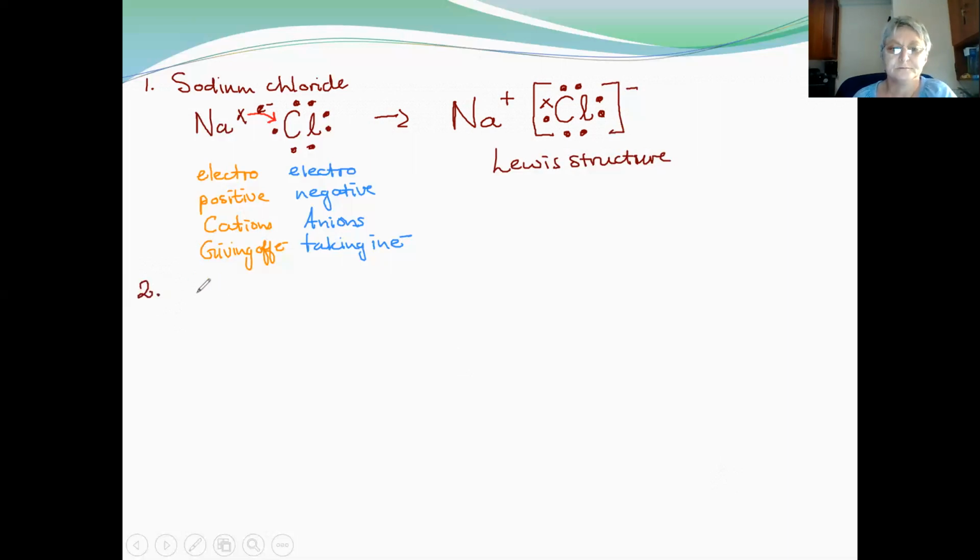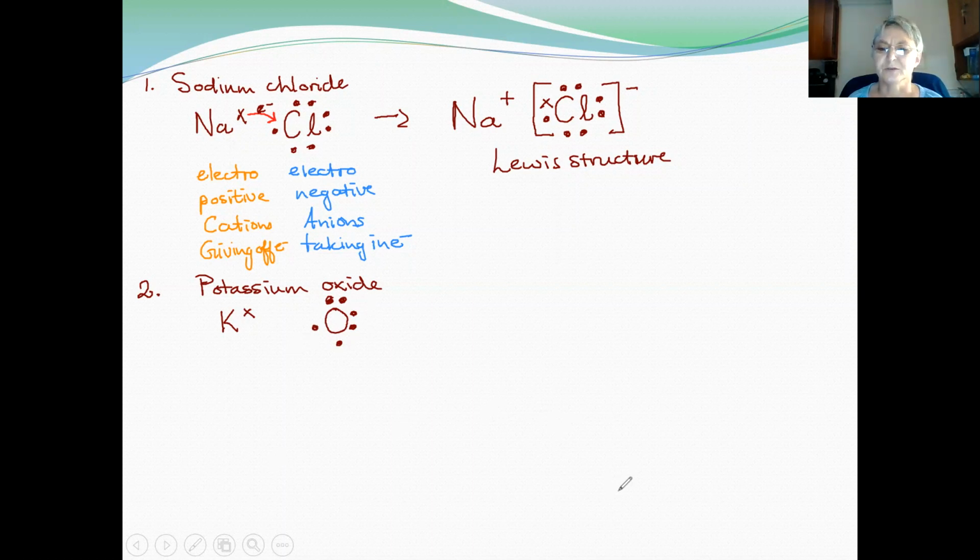What about potassium oxide? Now, potassium is also an element in group 1, so it's got 1 valence electron. Oxygen, an element in group 16, has, let me rather use these dots so that you can see where the electrons are coming from. The oxygen has 6 valence electrons.